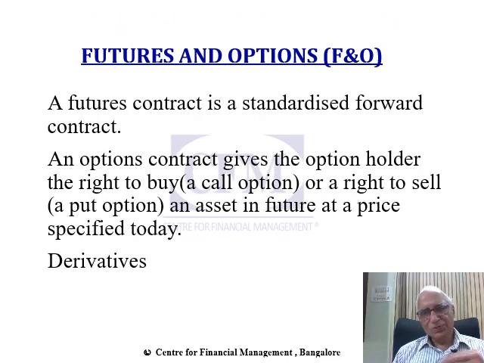The futures and options segment of National Stock Exchange is a very vibrant and dynamic segment. It accounts for the bulk of turnover on NSE. Perhaps the trading volume on the F&O segment is 12 to 15 times greater than the trading volume on the cash segment. The F&O segment in turn has two components, the futures segment and the options segment. A futures contract is a standardized forward contract. An options contract gives the option holder the right to buy or a right to sell an asset in future at a price specified today.